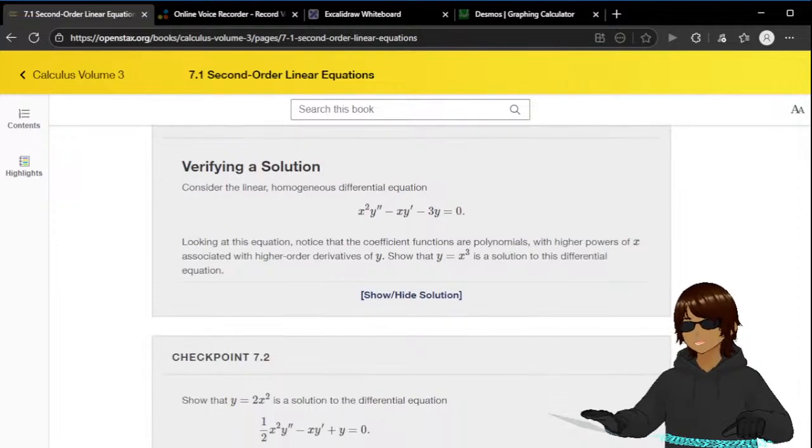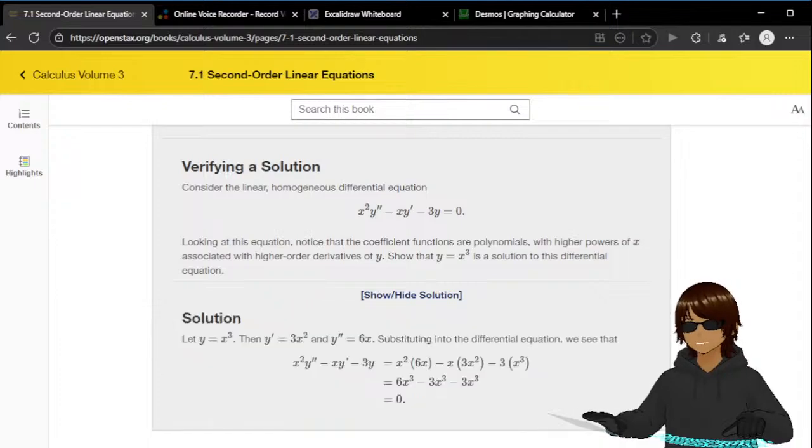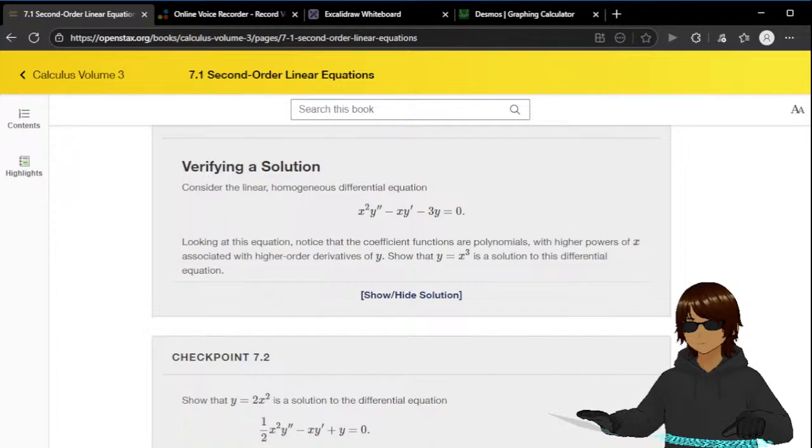Consider the linear homogeneous differential equation: x squared times the second derivative of y, minus x times the derivative of y, minus 3y, is equal to 0. Looking at this equation, notice that the coefficient functions are polynomials with high powers of x associated with higher order derivatives of y. Show that y equals x cubed is a solution to this differential equation.